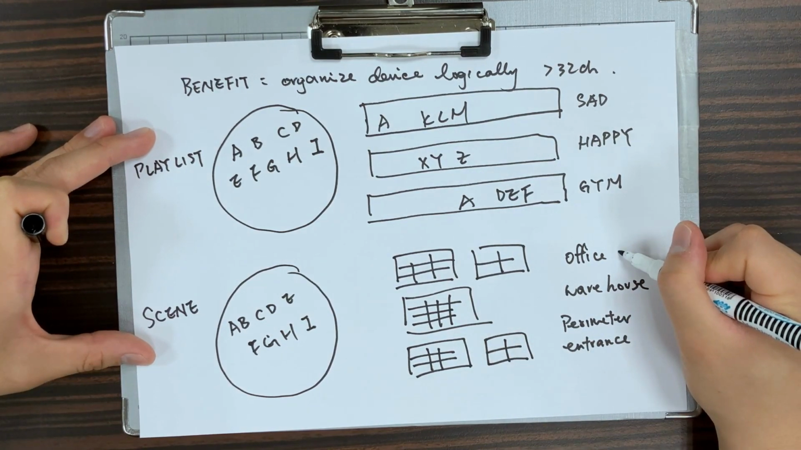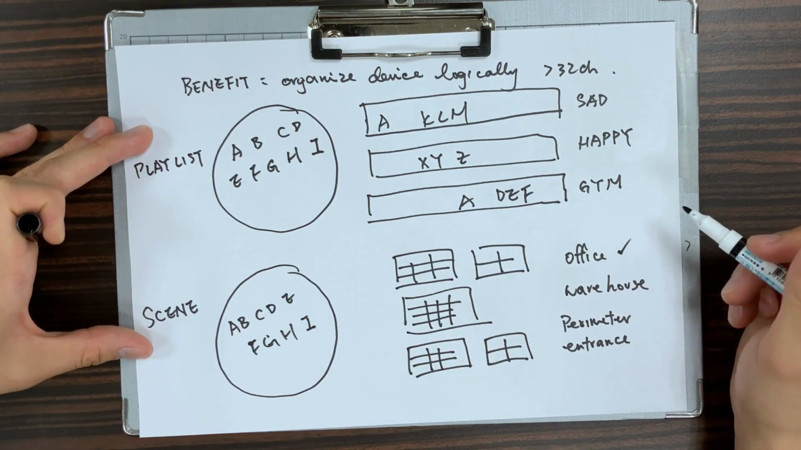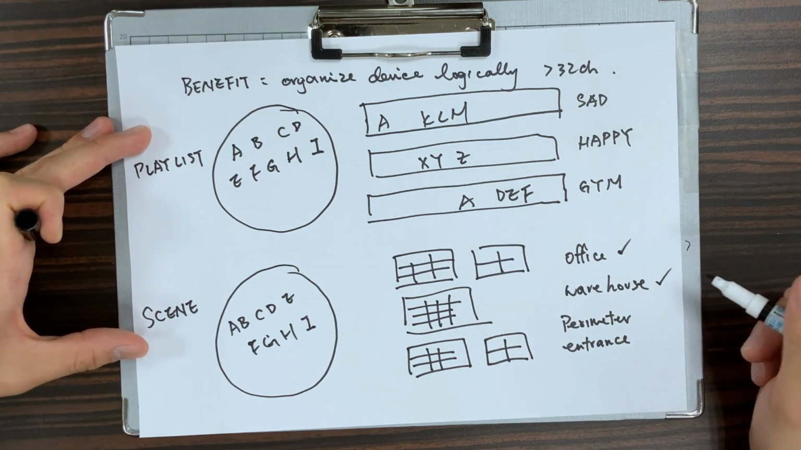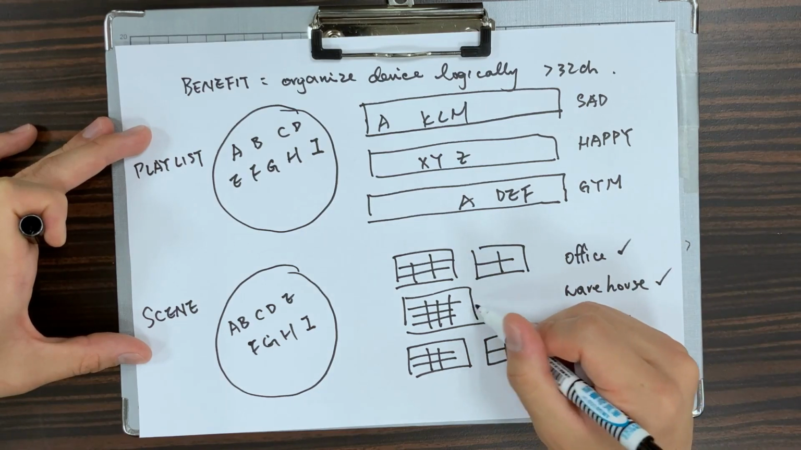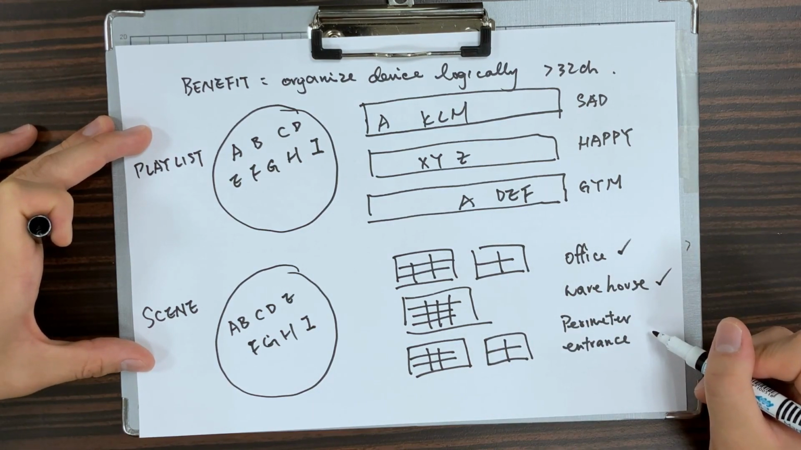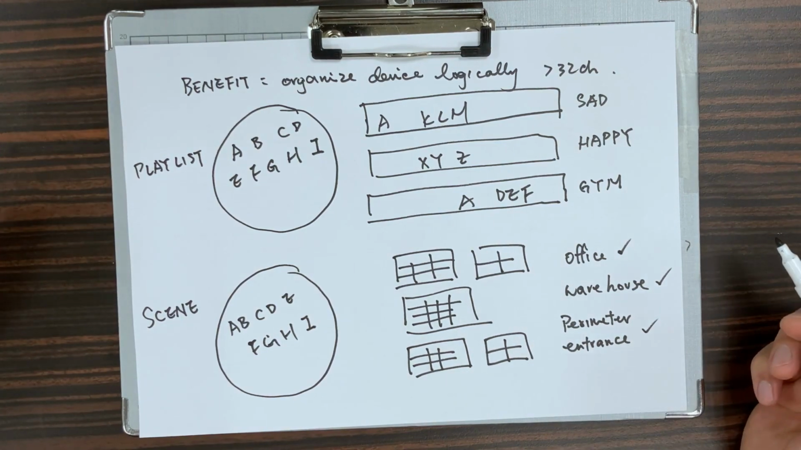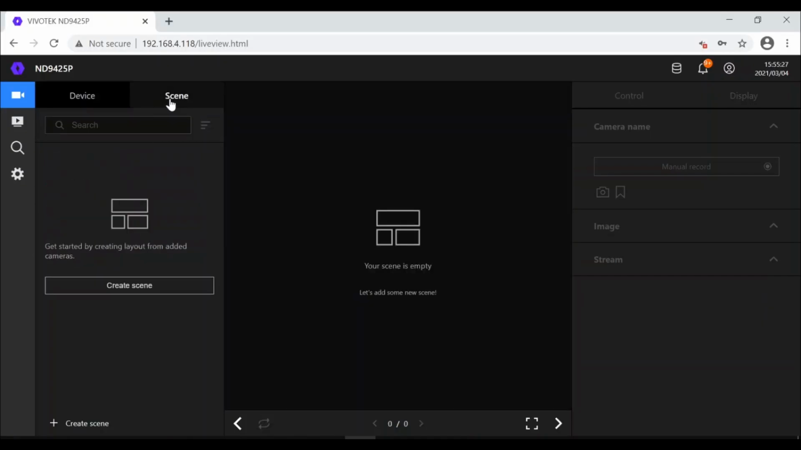So each one of these will be a scene. So you have a scene for office that has 2 layouts, a 3x3 and a 2x2. A scene for the warehouse that has one layout, a 4x4, and a scene for perimeter and entrance, and that has 2 layouts, a 3x3 and a 2x2. You can find Scene right next to the list of devices.